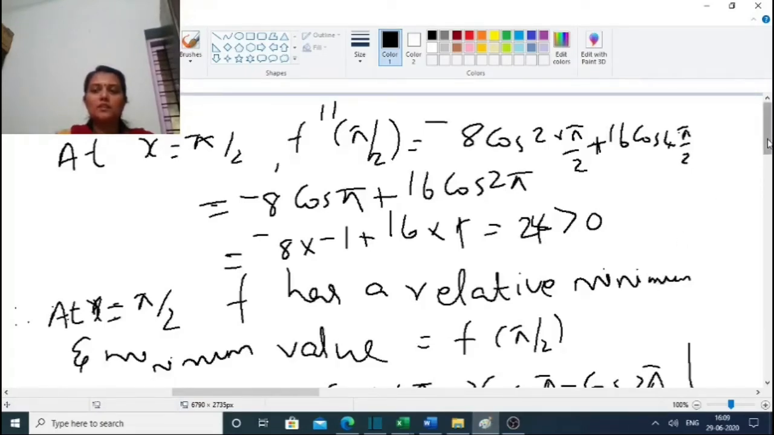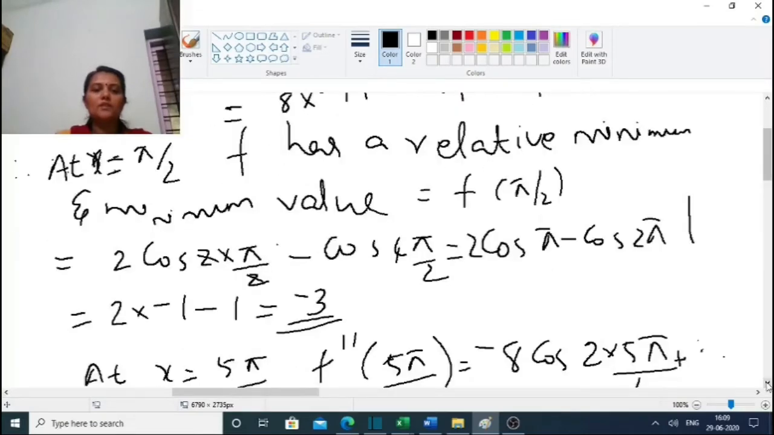Therefore at x equal to pi by 2, f has a relative minimum, and the minimum value is equal to f of pi by 2, which is 2 cos 2 pi by 2 minus cos 4 pi by 2. The 2s cancel, cos pi is minus 1, and cos 4 pi by 2 is cos 2 pi, which is equal to 1.